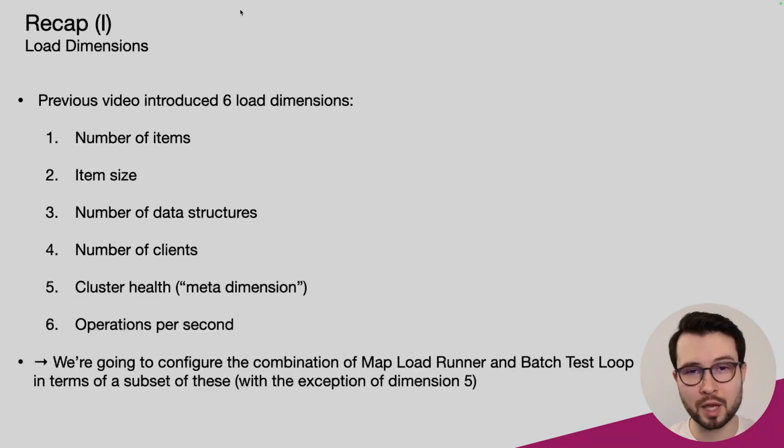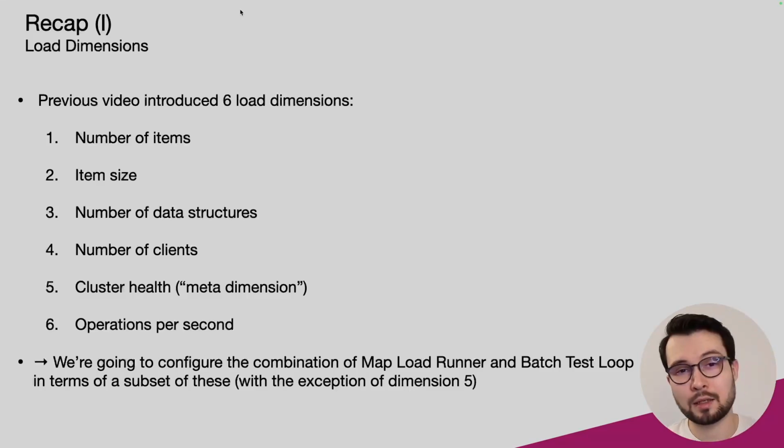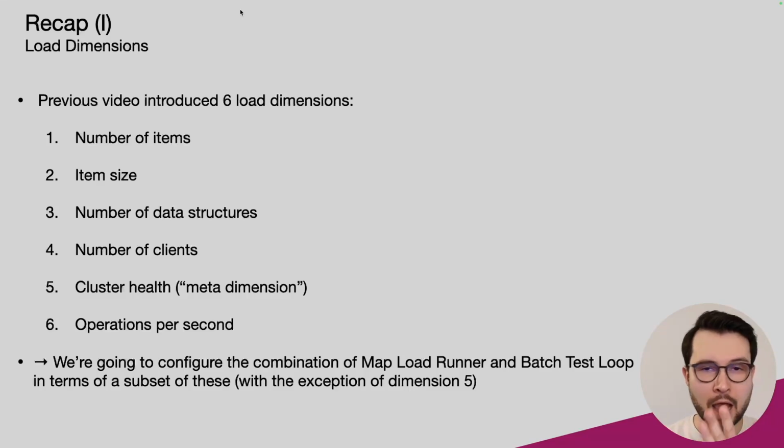And the first topic for our recap is the load dimensions. Those load dimensions, they keep reappearing, don't they? Yes, that's because those load dimensions are the framework within which we can measure load, both from the perspective of the target Hazelcast cluster and from the perspective of Hazeltest, that is the actor that creates that load. And previously, in the previous video that is, we introduced 6 load dimensions in total. The number of items, the item size, the number of data structures, the number of clients, fifth, the cluster health, which we define as a kind of meta dimension, and finally, sixth, the operations per second.